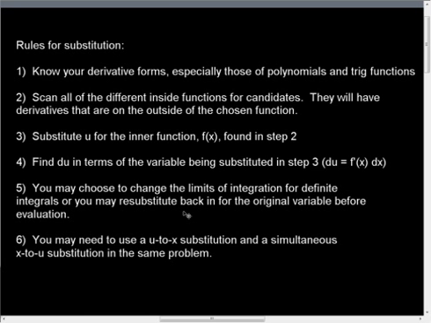So the rules for this substitution are, first of all, you have to know your derivative forms. This technique relies a lot on pattern recognition. If you can't see what to substitute in or where it might lead you, this is going to be a very, very difficult route for you. And so you want to know your derivatives very, very well, especially the polynomial and the trig functions. These are the things that you're going to need to know the most, because these are the most common, at least for first semester calculus.